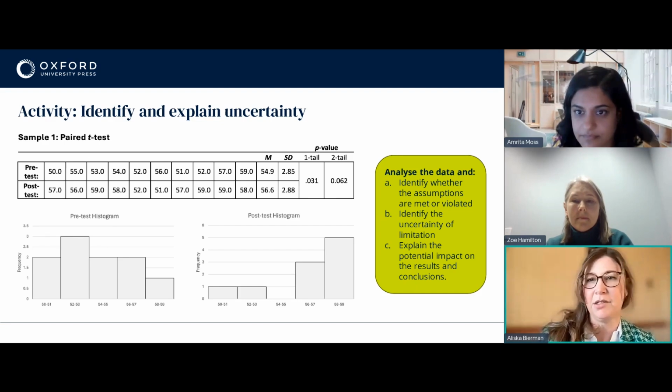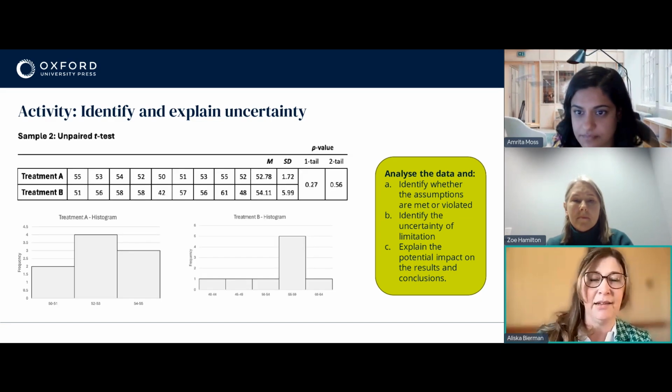All right, so shall we try sample 2 again? This one is an unpaired t-test. Once again, it's completely fictional data, but we have treatment A and a completely different treatment B. We have some data, mean and standard deviation, and then both p-value results. And once again, we have some histograms. So the question to you, and we'll open the poll for this, is: are the histograms normally distributed?